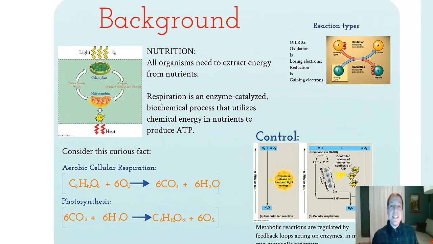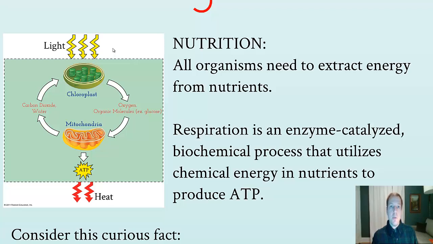Energy, as you know, has to be continuously brought into ecosystems through sunlight. And photosynthesis is the process that takes the energy in light and converts it into chemical energy. That chemical energy gets stored in carbon compounds that we can call nutrients. Now, all organisms, plants, animals, bacteria, need to extract energy from those nutrients. And respiration is that enzyme catalyzed process that utilizes that stored chemical energy from those nutrients to produce a molecule called ATP.